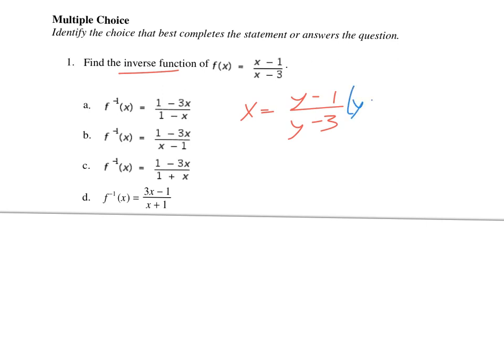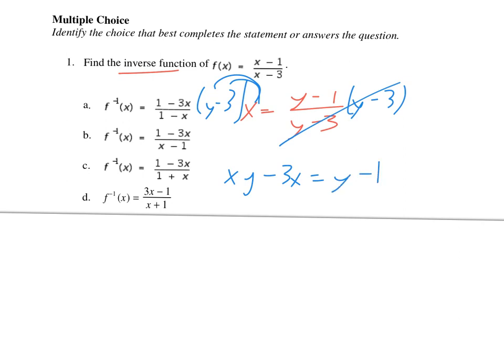Now we do have two y's here. So what I'm going to do is first multiply this over. I'm going to distribute that x. So we get xy minus 3x equals y minus 1. Nope, not y minus x, y minus 1. All right, and then I want to get everything with a y on one side and everything without a y on the other side. And so we would write this then as xy minus y equals 3x minus 1.